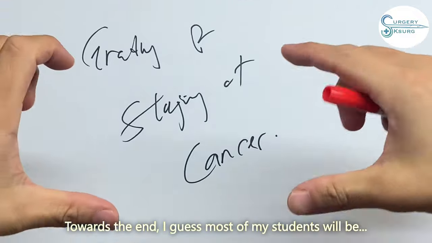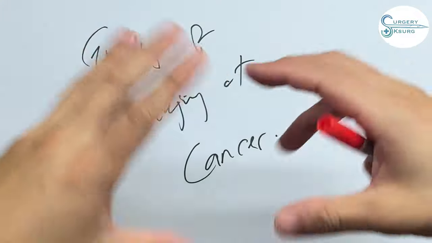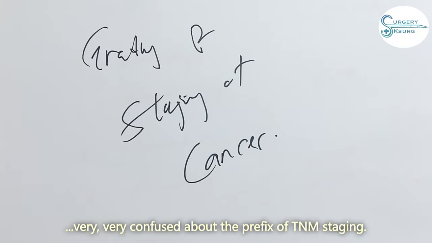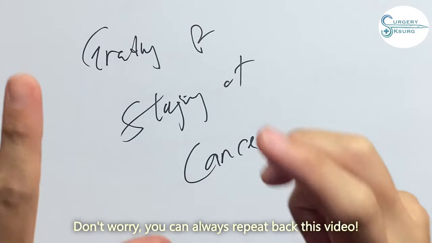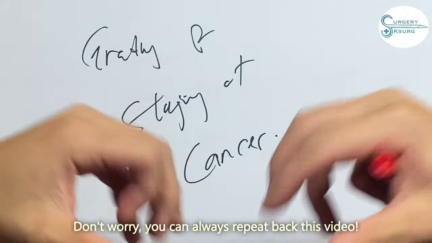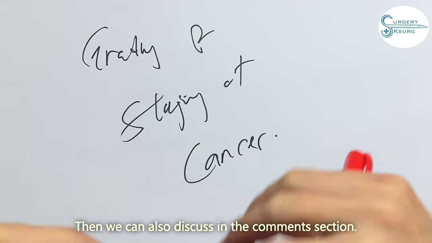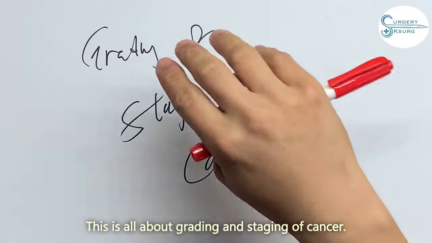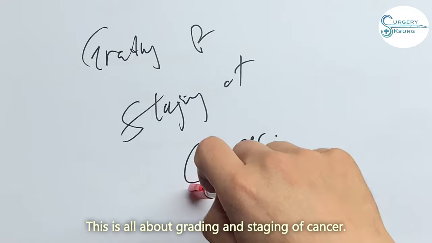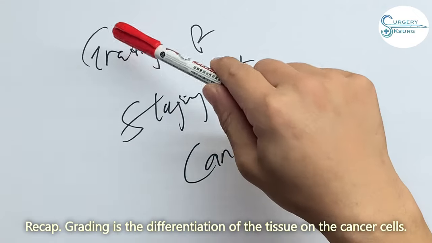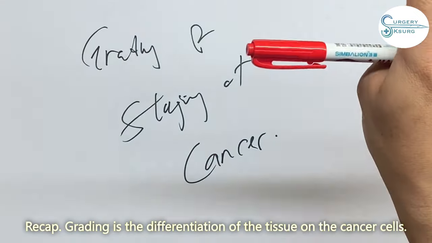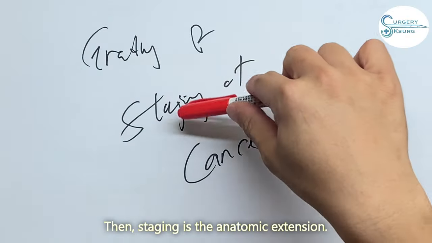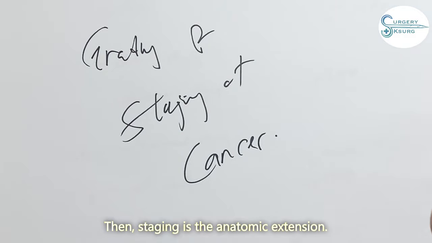Towards the end, I guess most of my students will be very confused about the prefix of the TNM staging. Don't worry, you can always repeat this video, then we can also discuss in the comment section. So this is all about grading and staging of cancers. Recap, grading is the differentiation of the tissue or the cancer cells. Then staging is the anatomical extension.